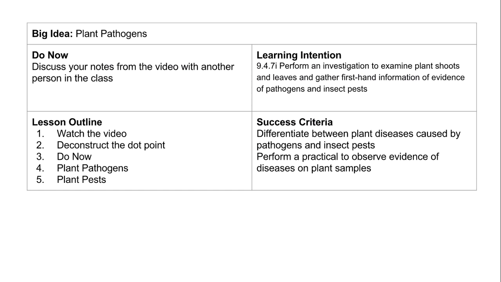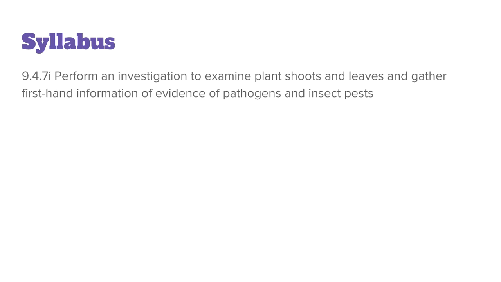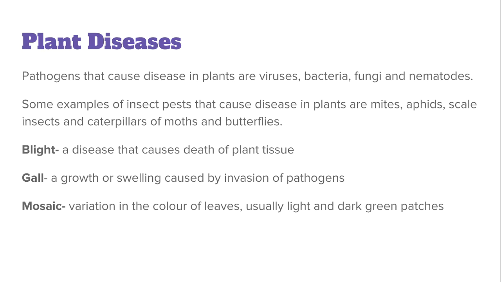In this video, we're going to be looking at plant pathogens, the different types that there are, and then in class, we're going to perform an investigation to examine some of these pathogens and pests. So in this video, we're just going to be looking at the different diseases that plants might have, and then this is going to connect to our next video, which is looking at why it's important that we have strict measures to ensure that plants don't carry any of these diseases or insects.